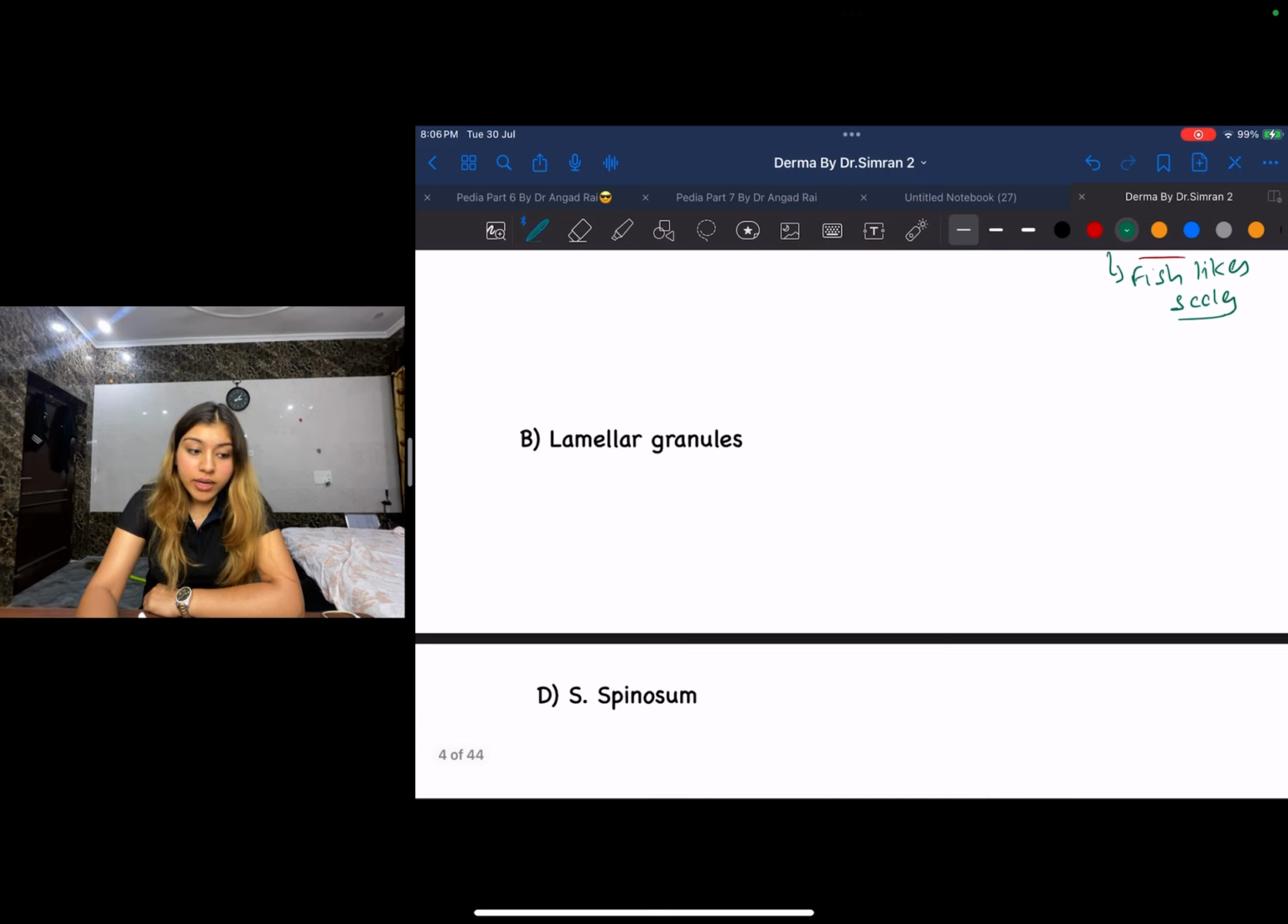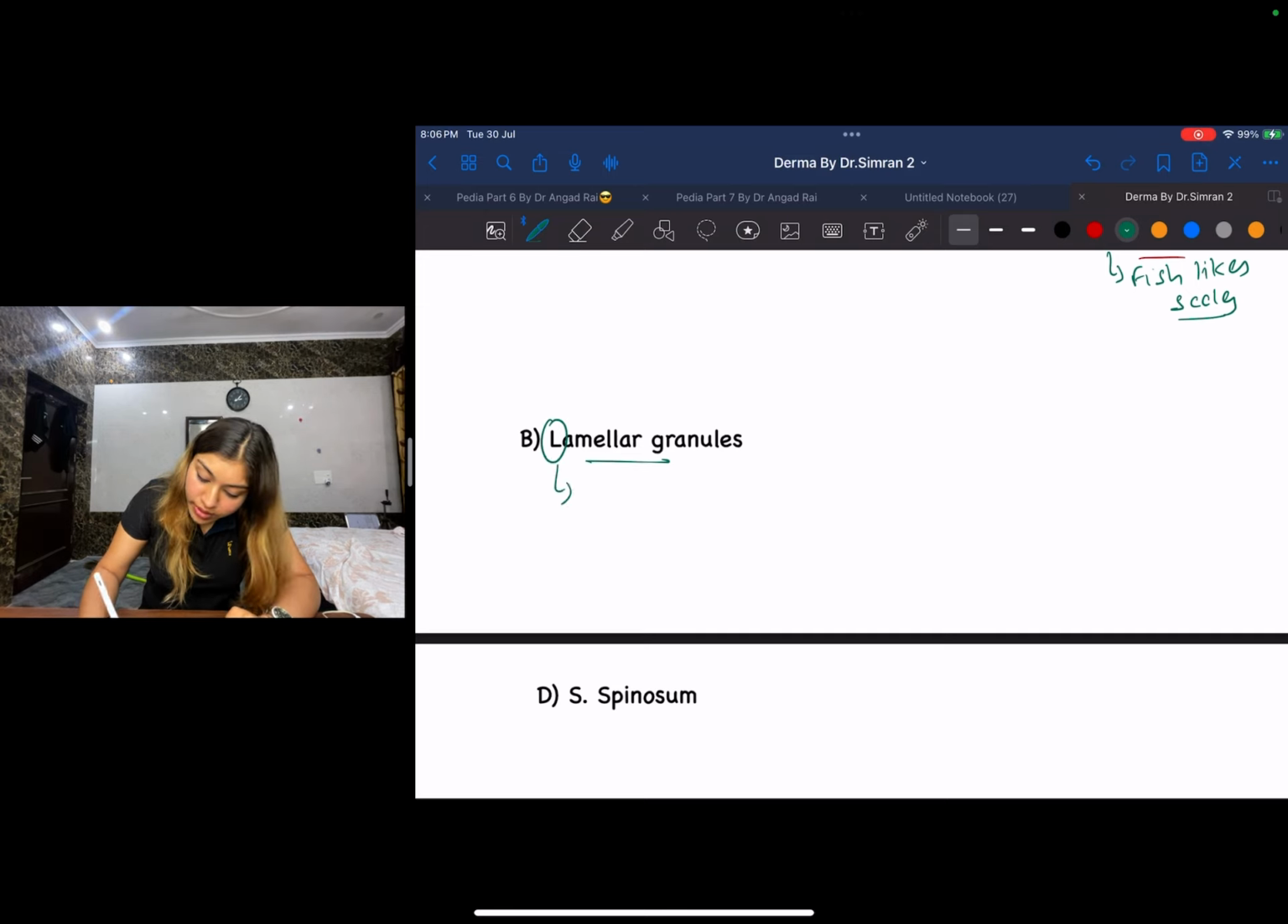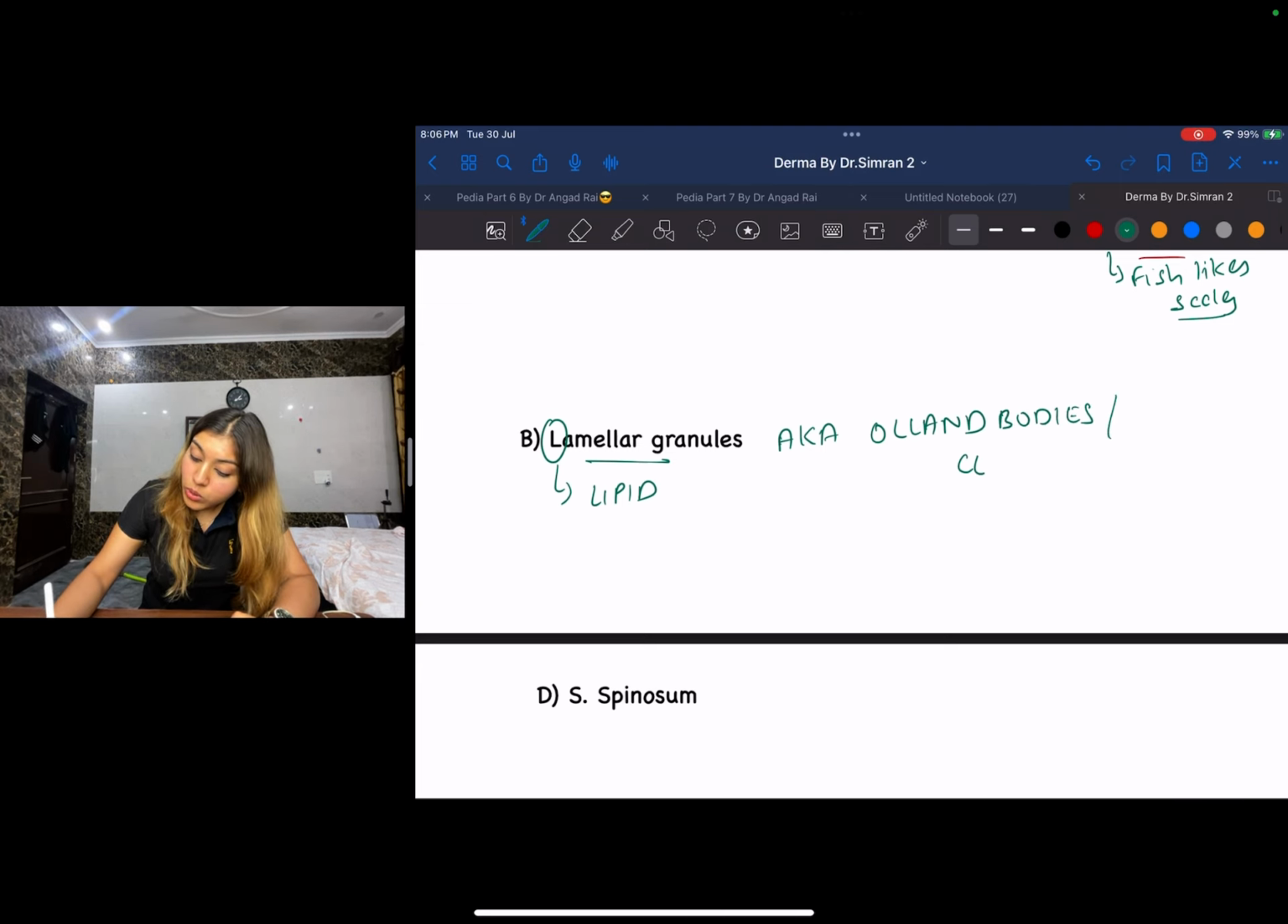Next are your lamellar granules. Since we're already done with keratohyalin granules, now next is going to be lamellar granules. Guys, you remember L for lamellar, L for lipid. So your lamellar granules are also known as Odland bodies, or cementosomes.